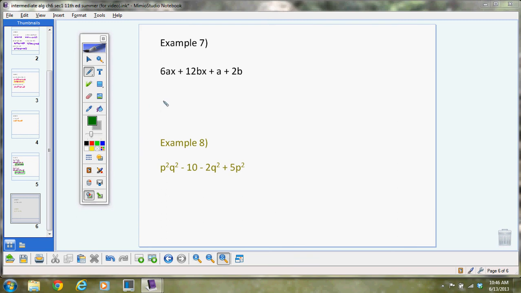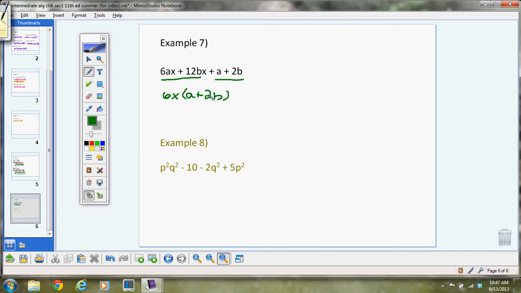Okay, let's look at example 7 and 8. Again, I have 4 things, so what I want to do is try and group. If I group these two together and these two together, now on this one, I can take out a 6 and I can take out an x. So let's try this. I'll have a 6x, and then in parentheses, I take a 6 and x out, I'm left with a. Positive 12 divided by 6 is a positive 2, so I'm left with a positive 2, and I also have that b left. So I have a plus 2b.